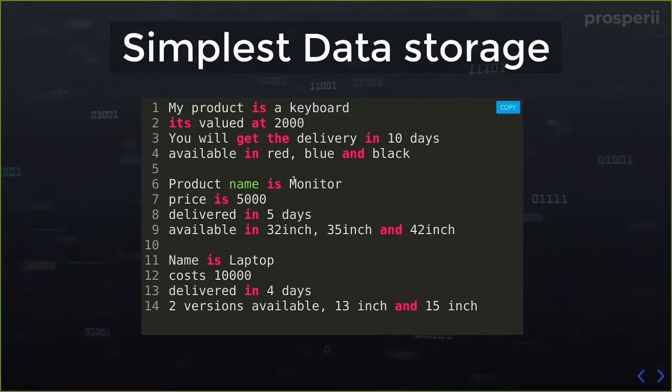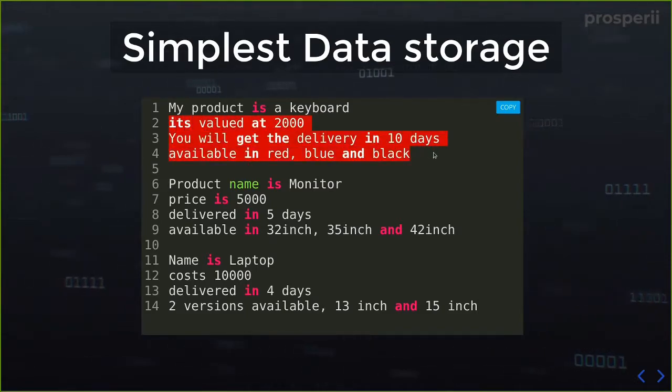Then how do you, as a program, understand that all these things are related to each other, and how do you exactly come up with the price of a particular product? For example, if I want the price of a keyboard, how do I know what exactly is the price from all this text?